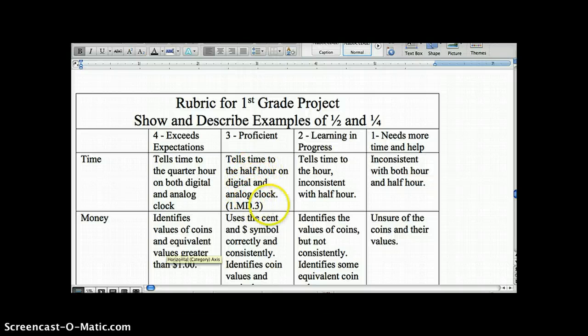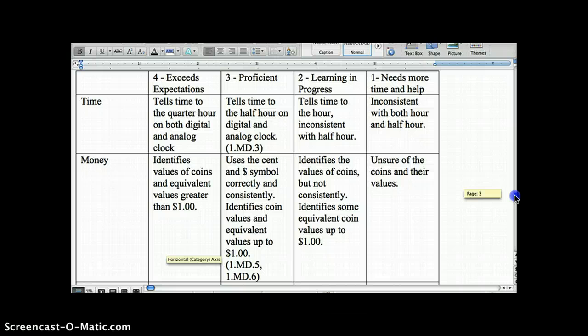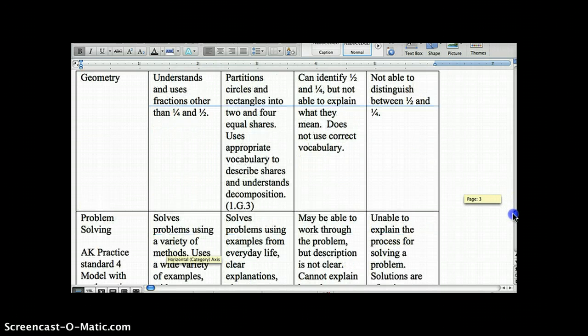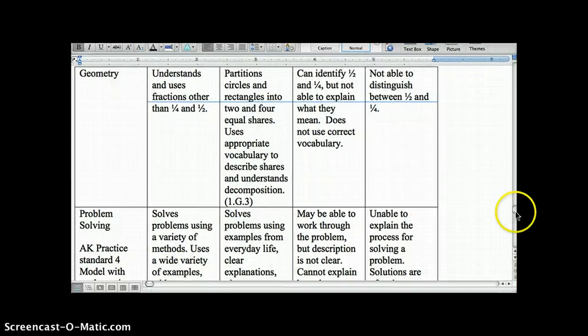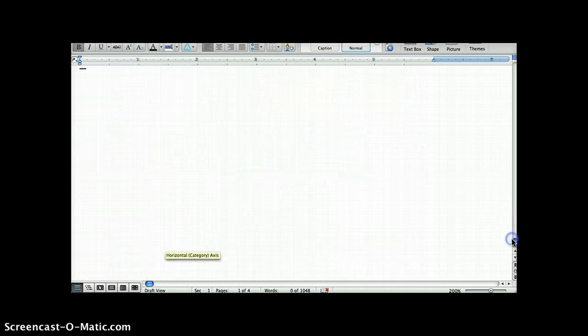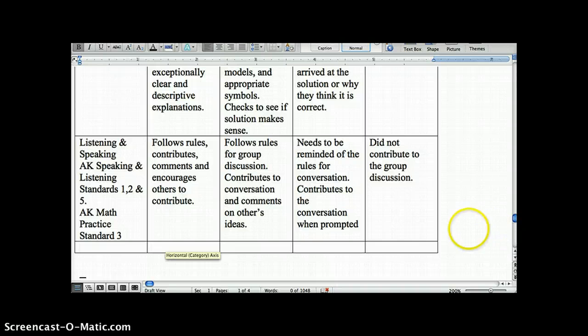Tell time to the half hour on a digital and analog clock. Use cent and money symbol correctly and consistently. Identify coin values and equivalent values up to $1. And the geometry standard, partition circles and rectangle into 1/4, understanding decomposition, solving problems from everyday life, and then the listening and speaking standards, and this came into play when they were working in their groups.